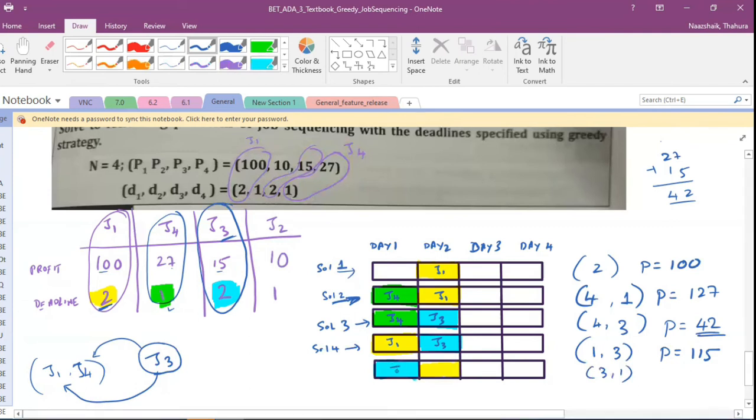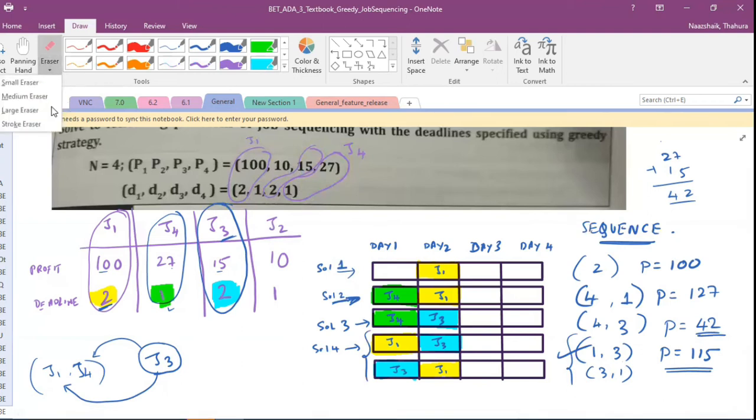Very good. J3, J1. This is also possible, right? Both are same. It's just the solution, like the sequence. We said this is sequence, right? Sequence means in the order that you do. 1, 3 you can do, 3, 1 also you can do. Both are possible. In both cases, we get 150. Okay, so we are done with J3. Now let us look at the final.